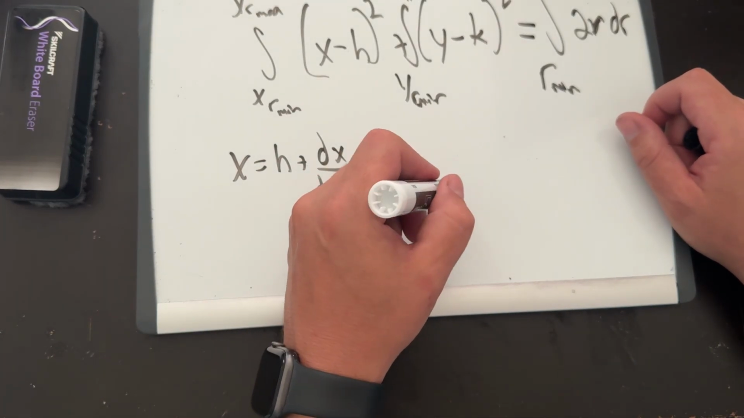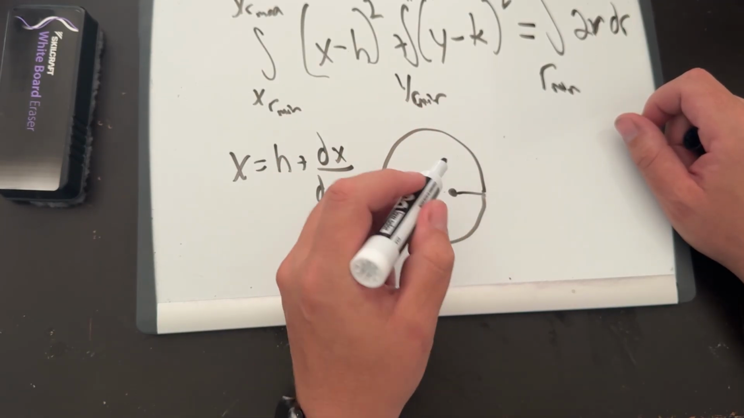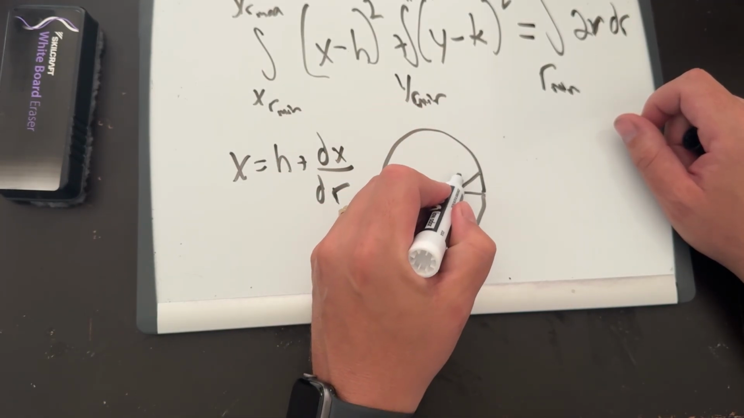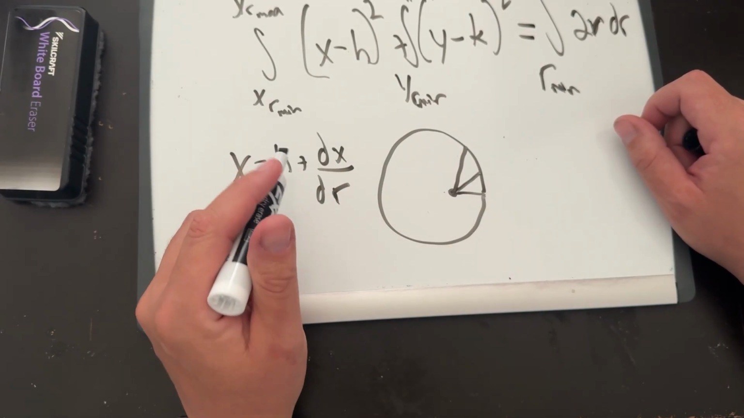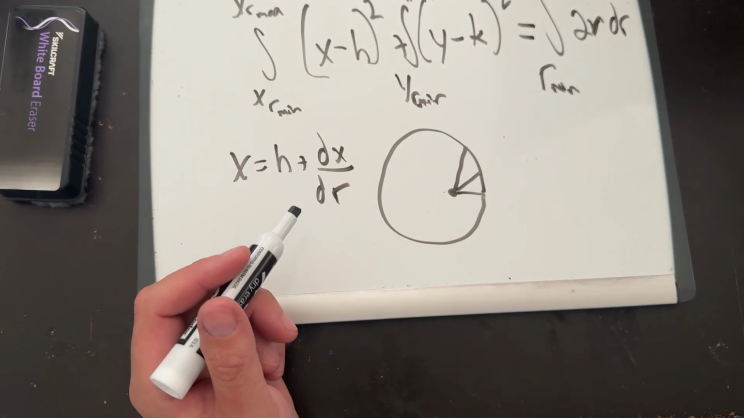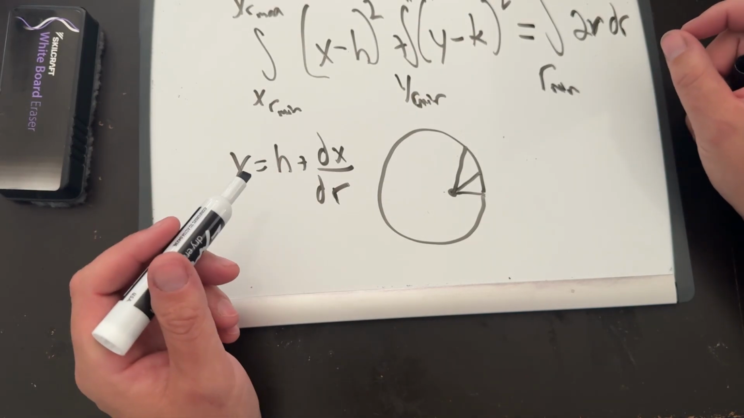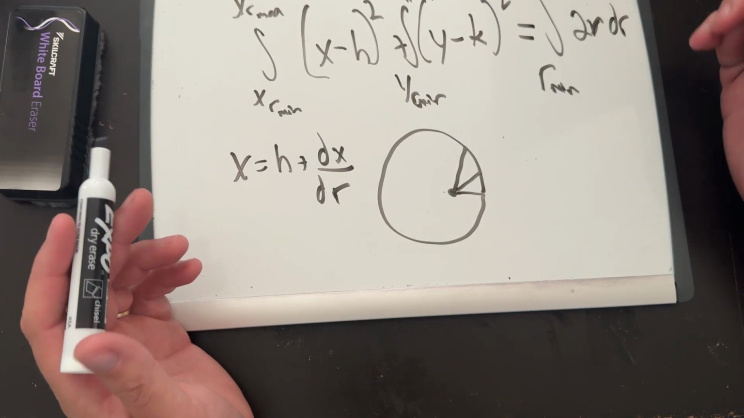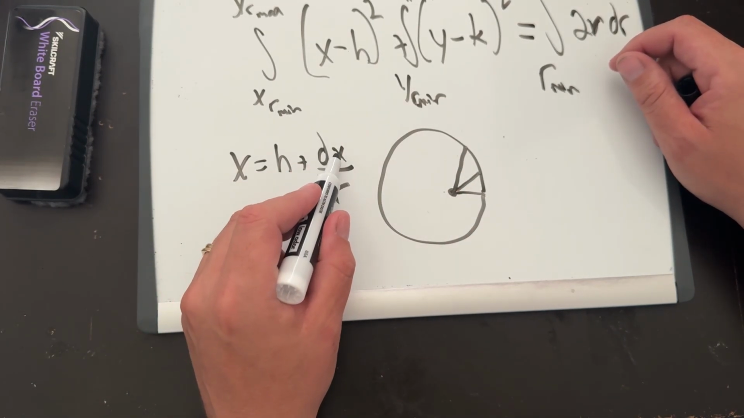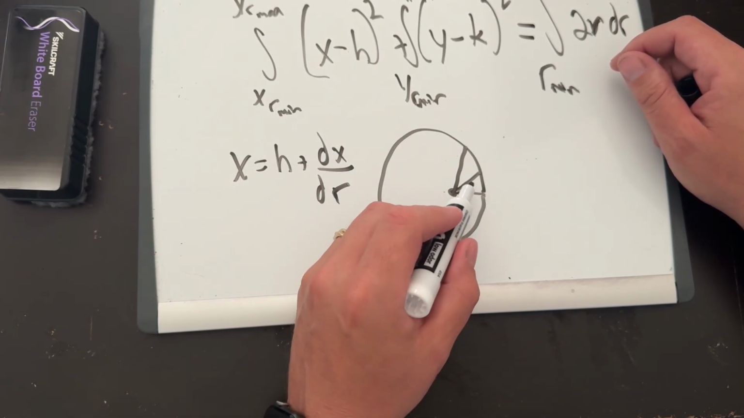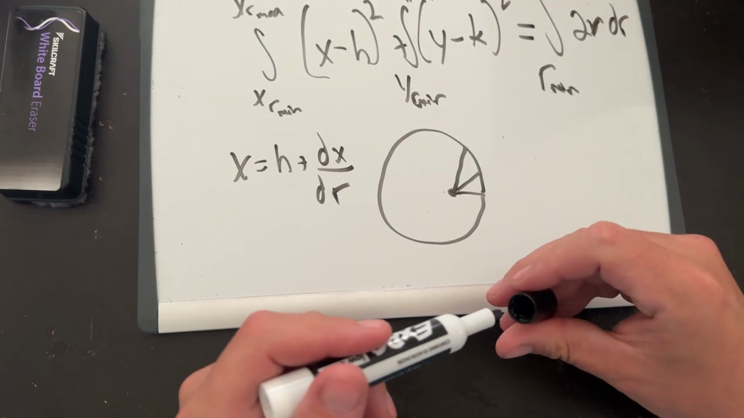Because as, for my circle again, as that r changes, h plus would probably actually be the dx dr minus h. It's probably the right way to do it. But either way, x is going to change with respect to r changing. That's as far as I can get with this.